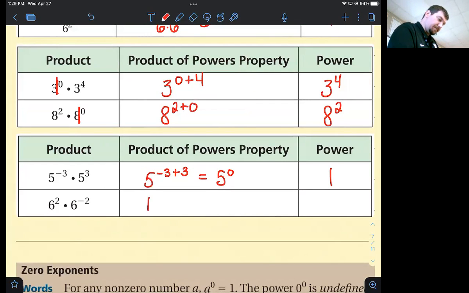6 squared times 6 to the negative 2nd, add the exponents together, is going to leave you a 6 to the 0, which of course again is 1.